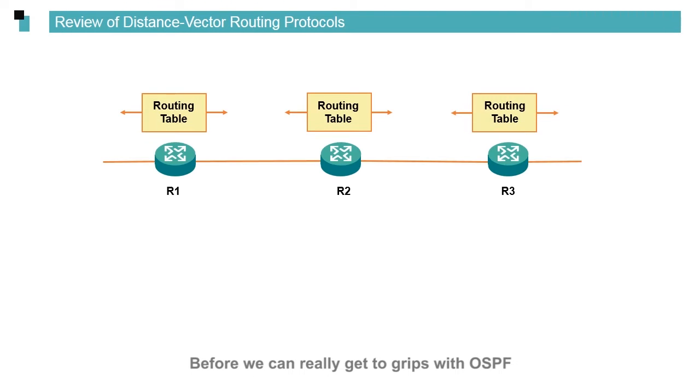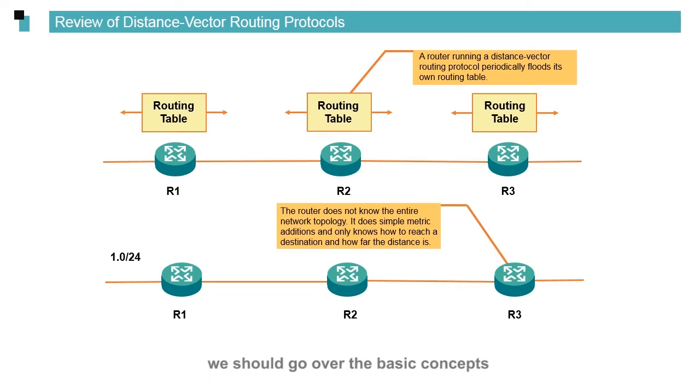Before we can really get to grips with OSPF, we should go over the basic concepts behind distance vector routing protocols. One of the characteristics of these protocols is that a router running a distance vector routing protocol floods its own routing table to other routers. The routers exchange routing tables and learn routes from each other. Note that routers exchange routing tables even though they are unclear of the entire network topology. We call this process routing by rumor. This is a defining feature of distance vector routing protocols.